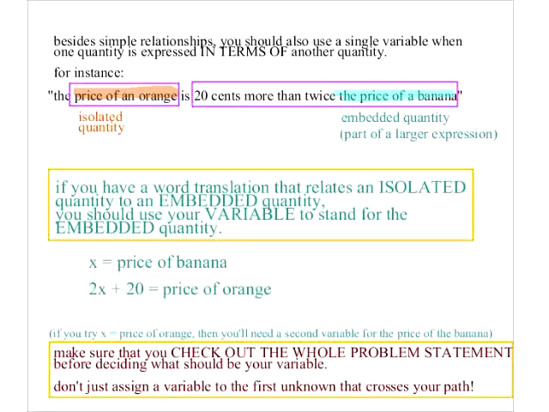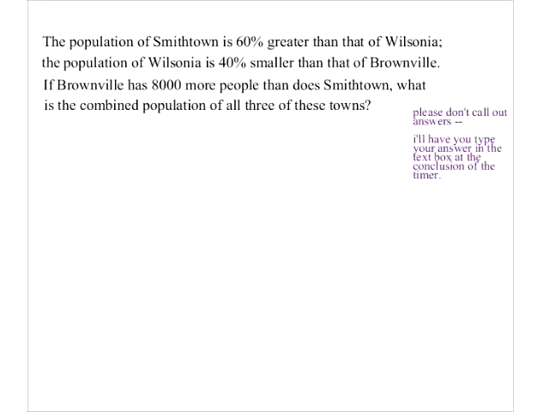The deal is it's this. Again, it's definitely the easiest number to work with. If you've got an isolated quantity and an embedded quantity, then you could use the variable to stand for the embedded quantity. So here's the deal. In this sentence, Smithtown is 60% greater than Wilsonia. Well, in this expression, Smithtown is isolated, and Wilsonia is embedded into this percentage expression.